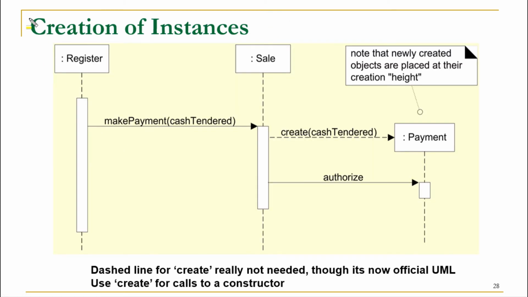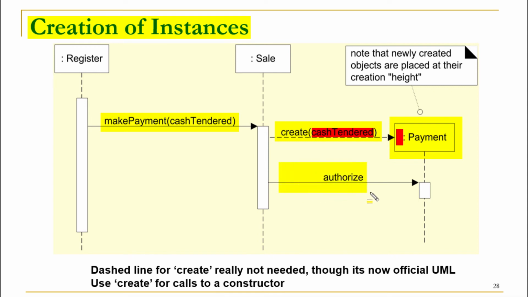One more possibility is the creation of instances, which can be represented in sequence diagrams. For that, what we can do is to call the create message and then pass the value with which we need to create the instance. So in this case, we are going to create the instance of the payment class. As a result of the message make payment, we want the instance of the payment to be created. So the create message actually creates the object or instance of the payment class, and this object is an anonymous object. And then later on we are calling the authorize method or message on the same newly created instance.